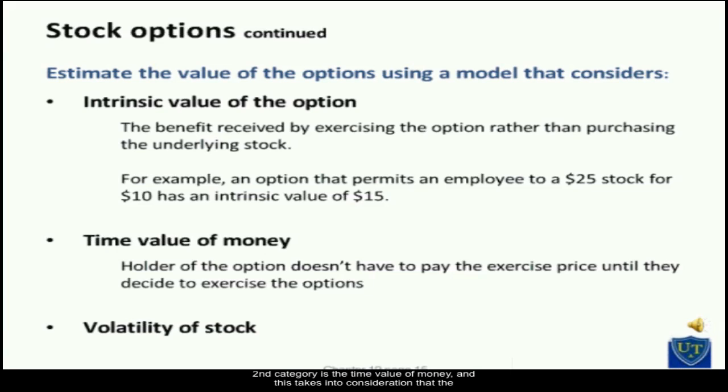Second category is the time value of money, and this takes into consideration that the holder of the option doesn't have to pay the exercise price until they decide to actually exercise the options. And the third category is the volatility of the stock.